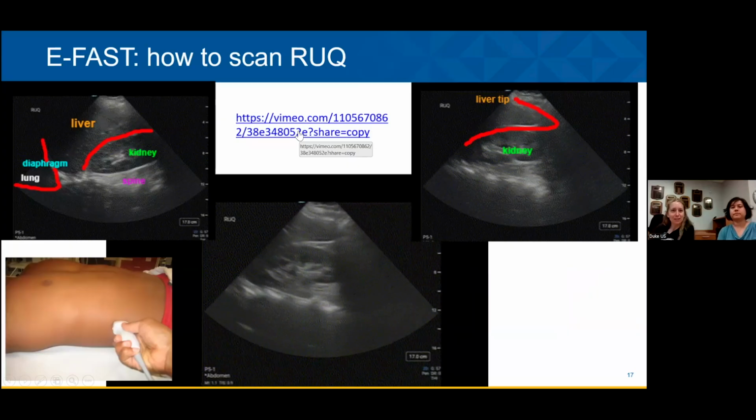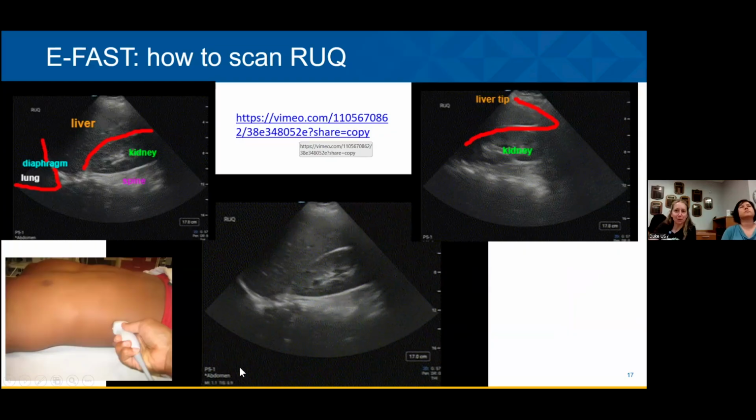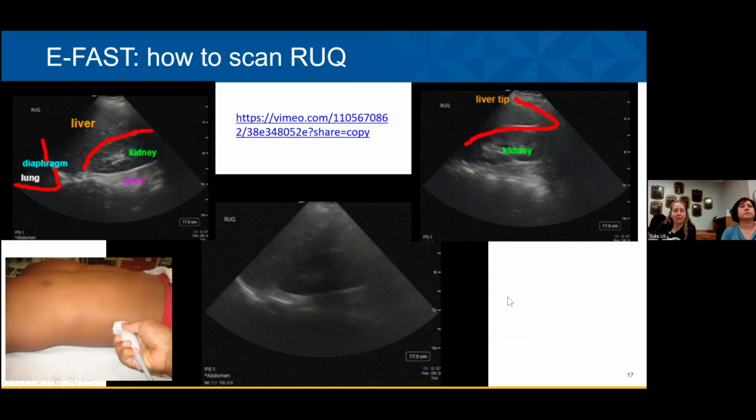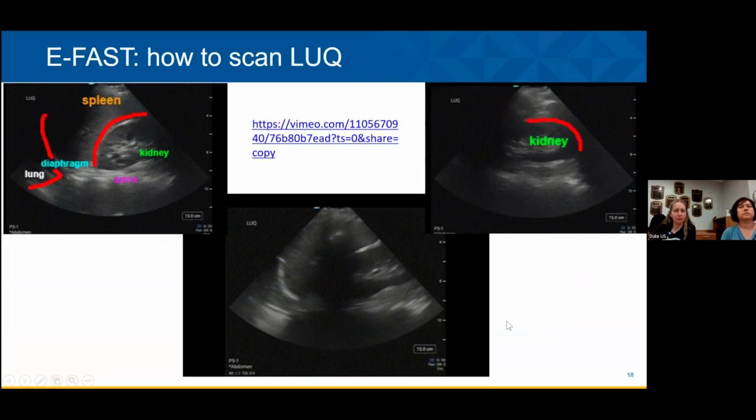We go back to the first group. So I think we ended on this repetitive video of the right upper quadrant. And so we'll talk a little bit about the left upper quadrant.